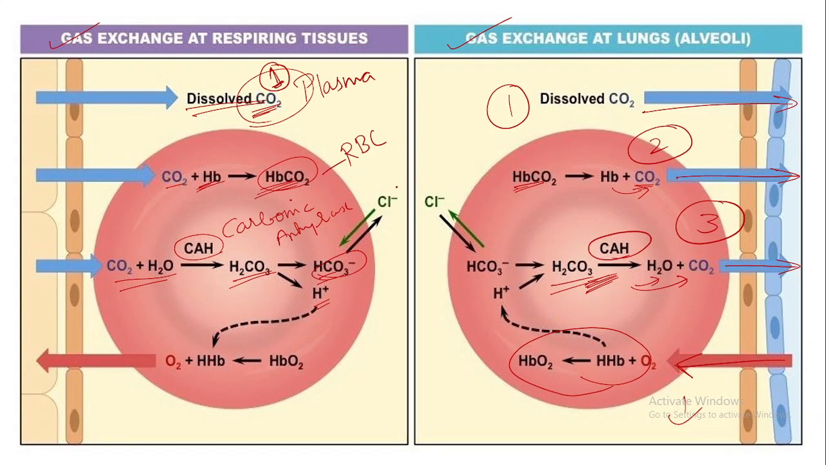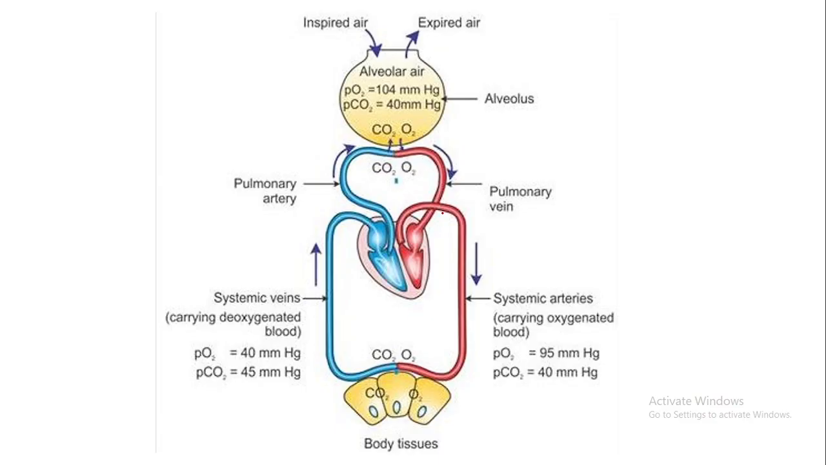You can see some green color structure here which is representing chlorine. Cl represents chlorine. This is a concept called the chloride shift. What it is, we shall study in further slides. Alright, have a look here.